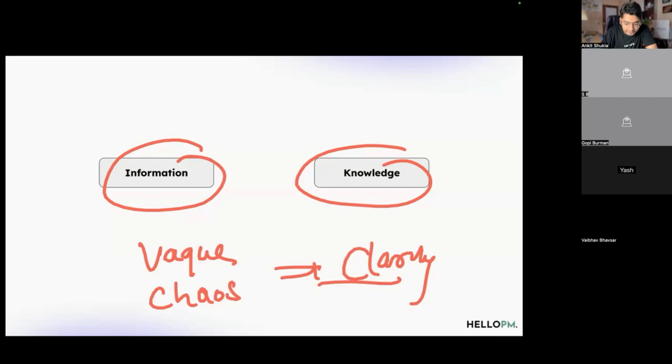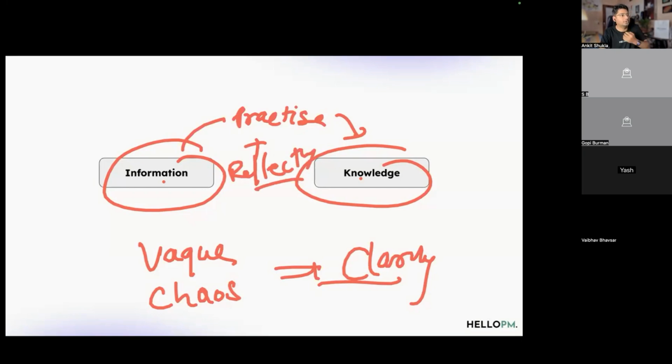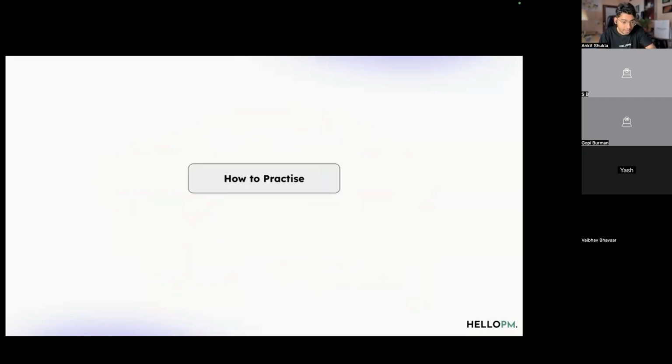So, in order to convert the information into knowledge, you need practice plus reflection. Now you have to take action. How do you convert this information into knowledge? This is what I'm going to recommend, how you should practice.